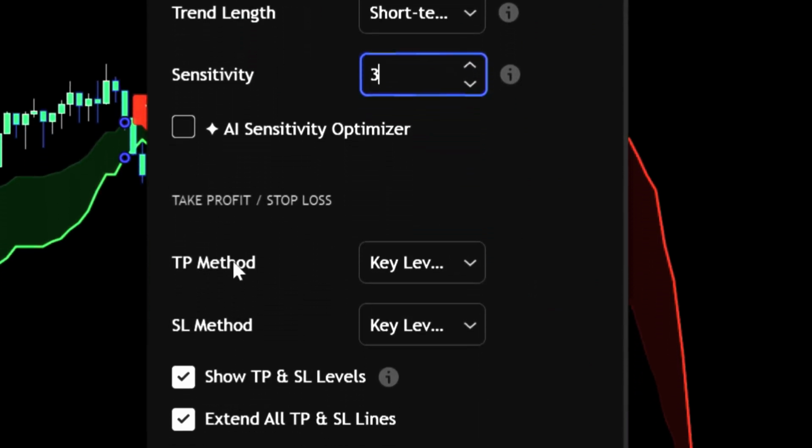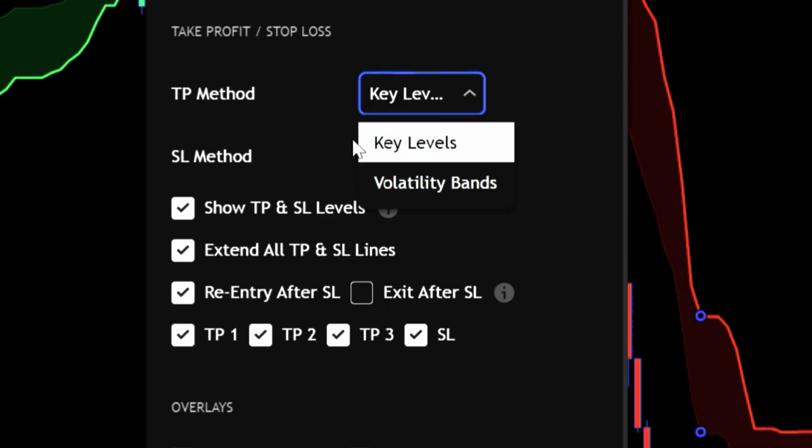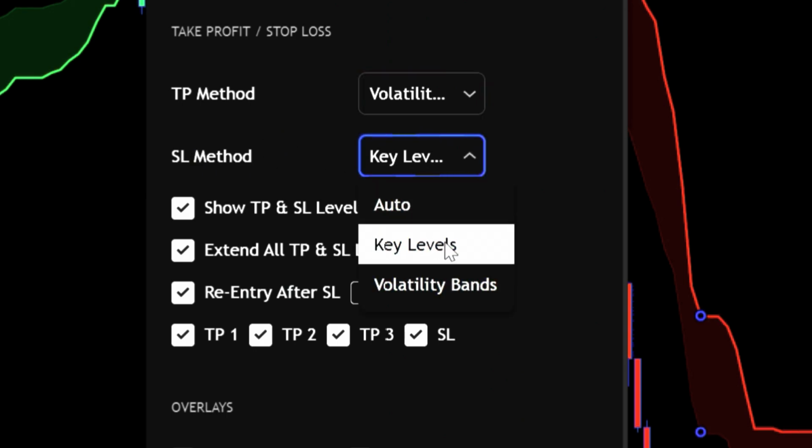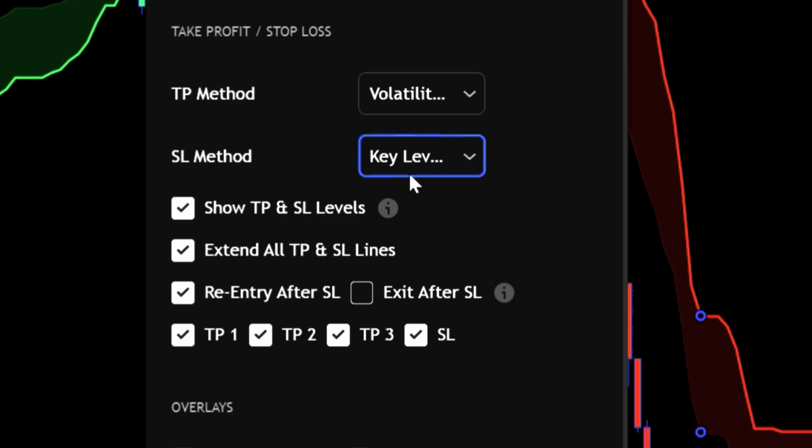After that, for the take profit, I'm setting that TP method to volatility. This uses something called volatility bands to set your take profit levels, and these levels adjust based on how wide or calm the market is. For a stop loss, I'm choosing the key levels method, which uses pivot points. Those are important price spots on the chart to place your stop loss.